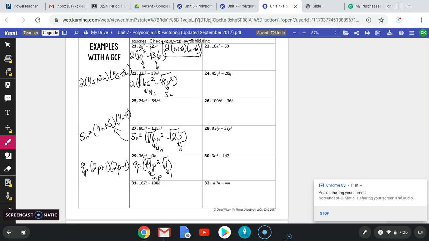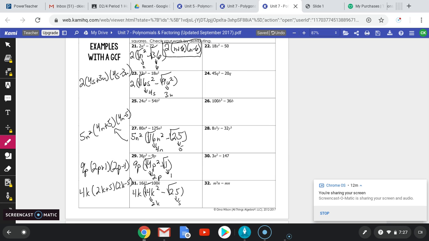Let's look at number 31, I guess. So again, is there a greatest common factor? And there is. The greatest common factor here would be 4k. When I divide each term, I'm left with 4k squared minus 25. Lo and behold, difference of squares again. So this is going to be 2k, and that's going to be 5. So my final answer is going to be 4k, 2k plus 5, 2k minus 5.